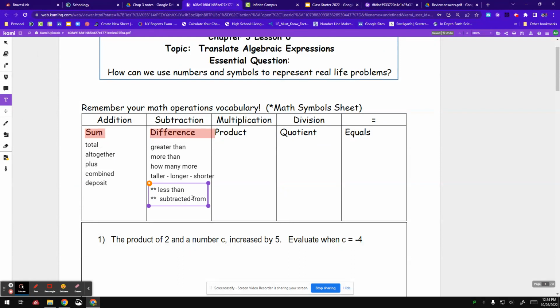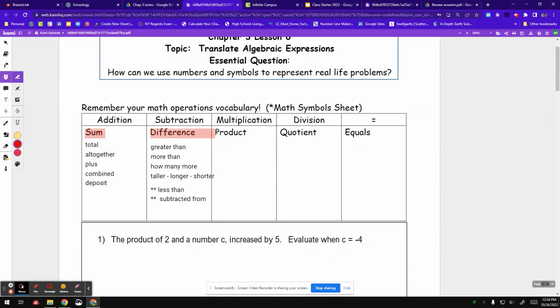So these have stars next to them because instead of going left to right and just writing your subtraction problem, when they're written this way, less than or subtracted from, the way they're written left to right, you flip them. And we'll get to some problems like that.